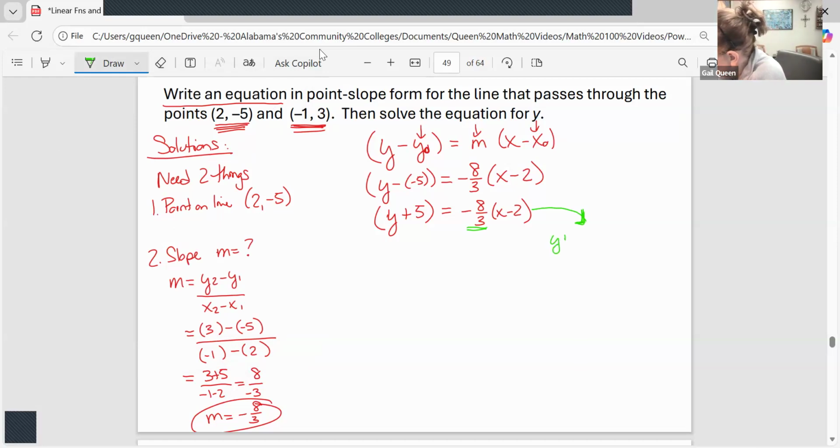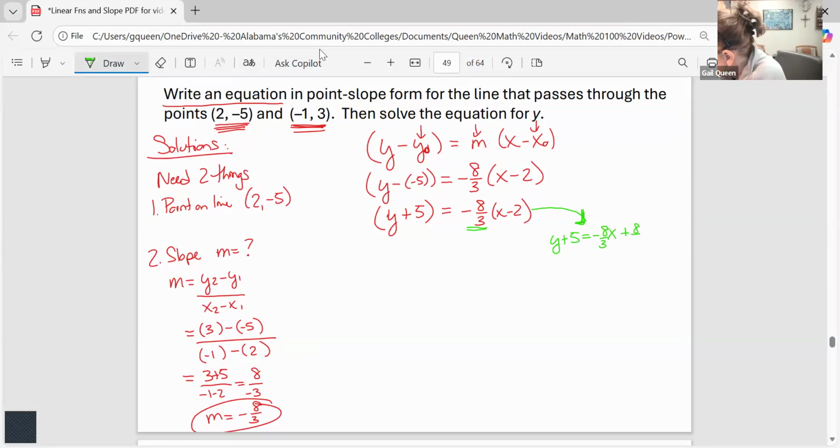So I'll have y plus 5 on the left. I'm going to distribute the fraction -8/3. So I have -8/3 times x, and then plus 8/3 times 2. Both of those numbers were negative, and so I'm going to write the 2 as 2 over 1. Both of the numbers are negative, and so when you distribute it and you have a negative times a negative, that becomes positive. So we get y plus 5 equals -8/3 x plus 16/3. So we multiply fractions straight across.